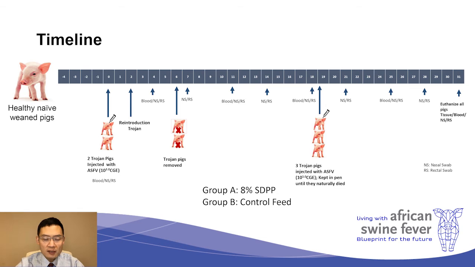Then we studied those 2 pigs and also the contact pigs by measuring their blood, nostril swab, and rectal swab to see whether the pigs got infected or not, whether the contact pigs got infected or not. Then on day 6, what we found is that the 4 Trojan pigs from both groups all developed high fever.